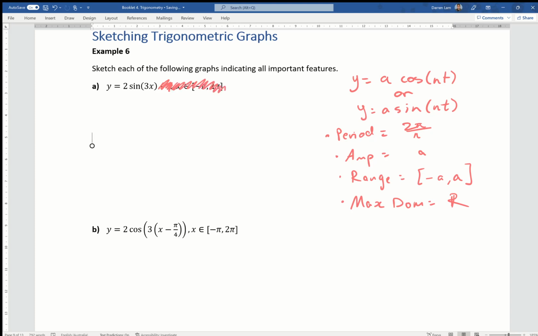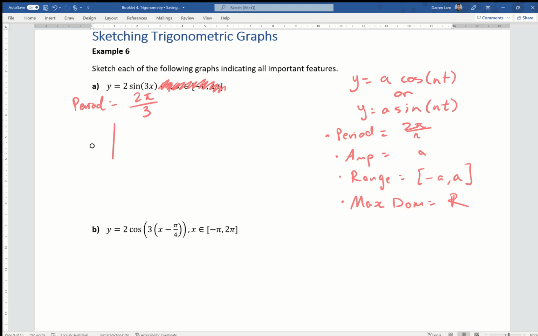So let's focus on finding our period first. Period equals 2 pi on n. The value of n is just the number in front, or the coefficient of our variable. In this case, it's 3, so 2 pi on 3. If it was just 2 sine x, what would the value of n be? If it was just that, without the 3, the value of n would be 1. So our period, normally speaking, is 2 pi. However, we've changed it, it's now 2 pi on 3.